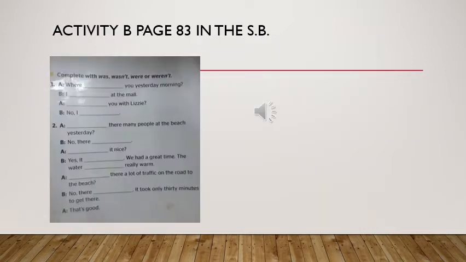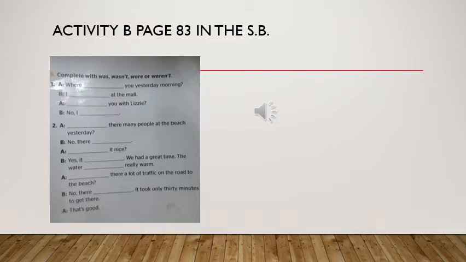Now open your workbook page 61 and activity B. Complete with was, wasn't, were, or weren't. So it depends. If you have a question, if you have a negative sentence, if you have a positive, you have to read, understand, and then write one of these four choices.